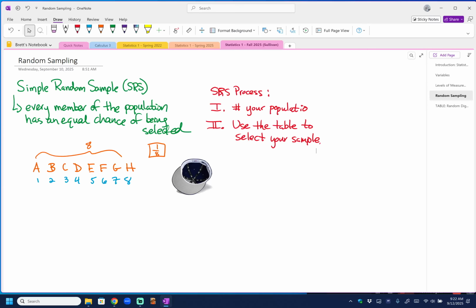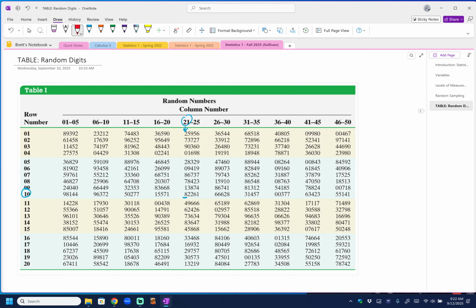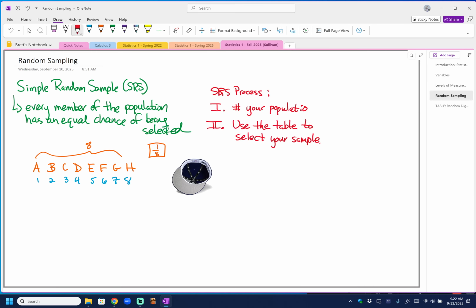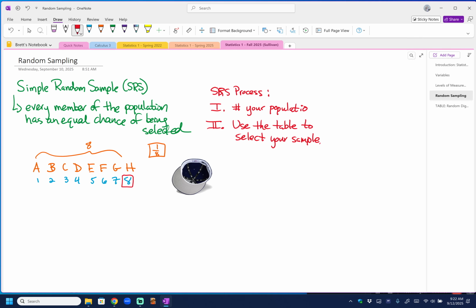So how would we do that? Well, you'll see that the number of possible values that we have in our population is 1 through 8. There are 2 other single digits that are possible, 0 and 9. We are not using those. So our goal is to go into our table, start at, let's just use what I used before, 10 and 21, and pick single digits that are between 1 and 8. It turns out our first value is 8. So therefore, we would go back to our problem and we would say that letter H would end up being the first member of our sample.